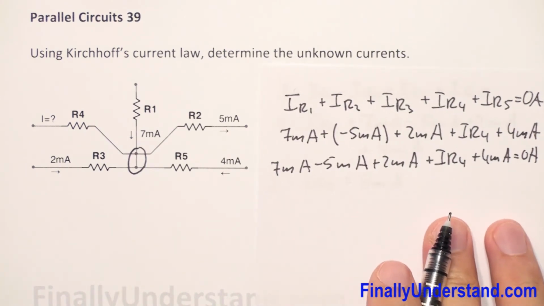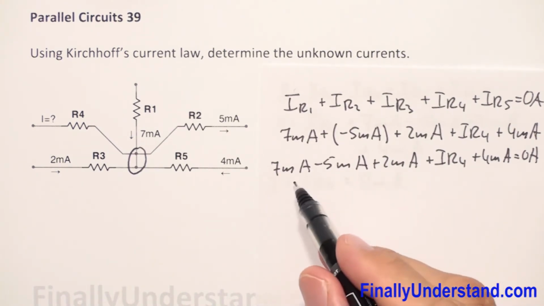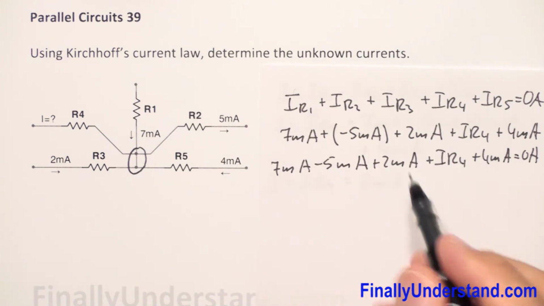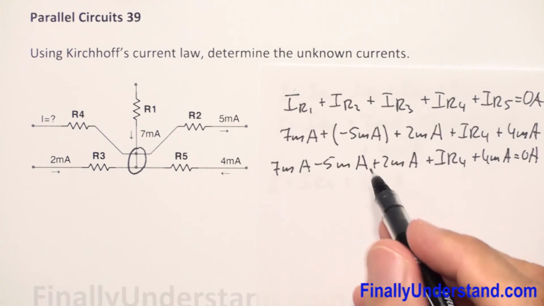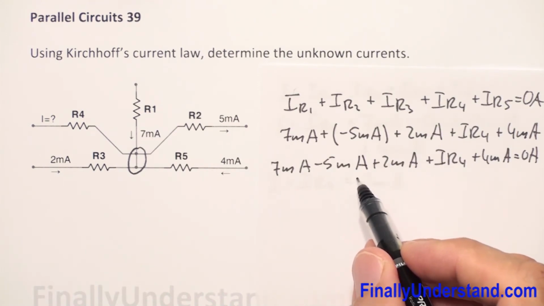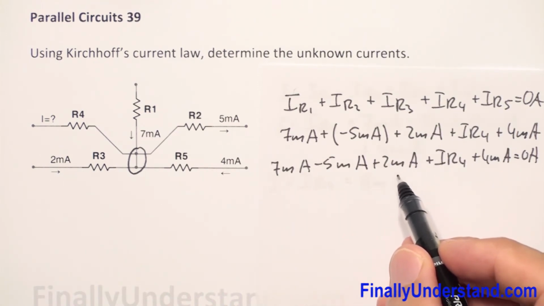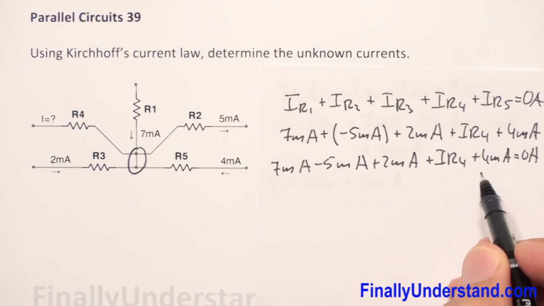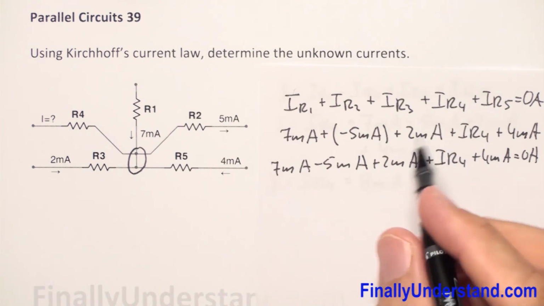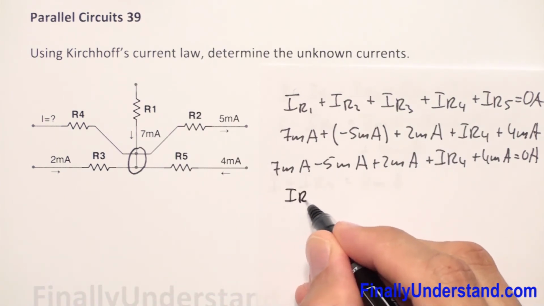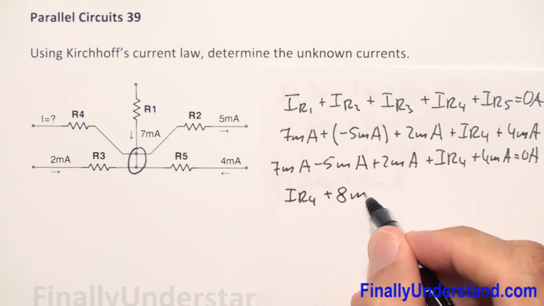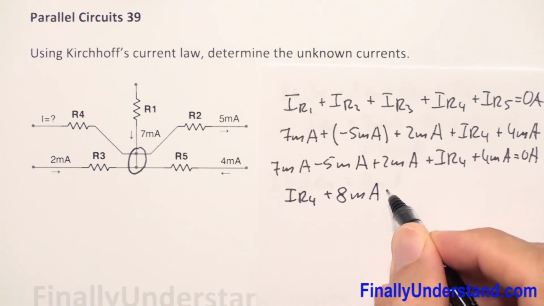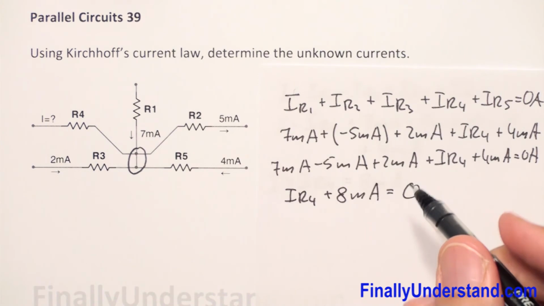So this is my equation. Next, let me organize this equation a little bit. 7 milliamps minus 5 milliamps is equal to 2 milliamps. 2 milliamps plus 2 milliamps is 4 milliamps, and 4 milliamps plus 4 milliamps is 8 milliamps. So I have IR4 plus 8 milliamps is equal to 0.